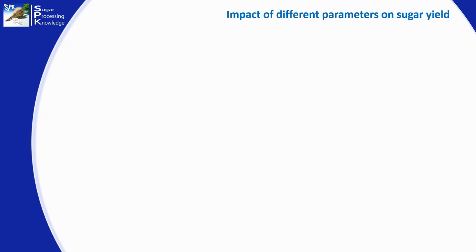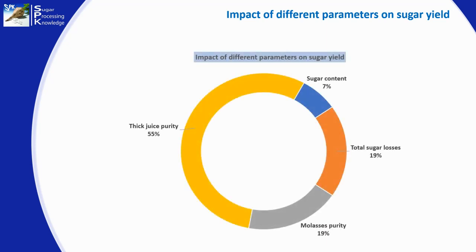On a scale of 0 to 100%, we note that sugar content impacts the sugar yield by 7%, total sugar losses and molasses purity impact sugar yield by 19%, and finally, thick juice purity impacts sugar yield by 55%.